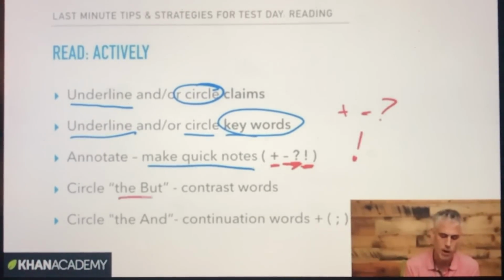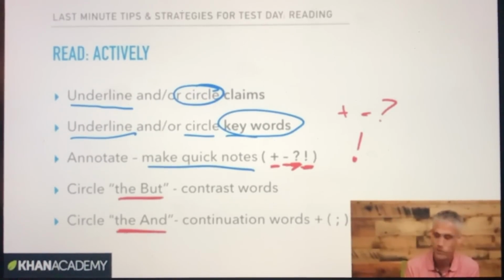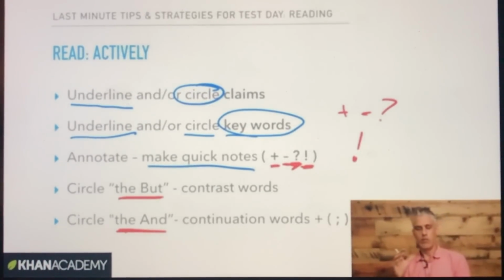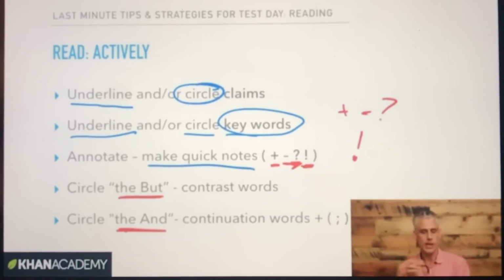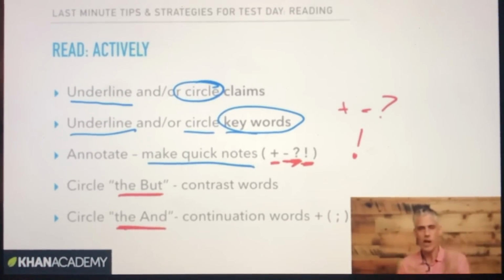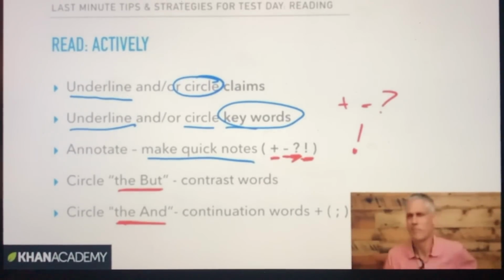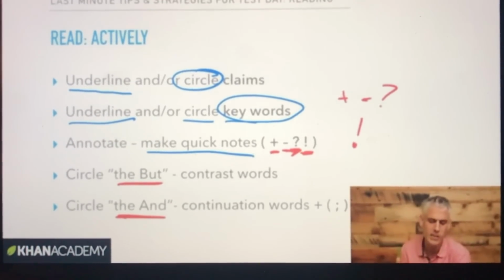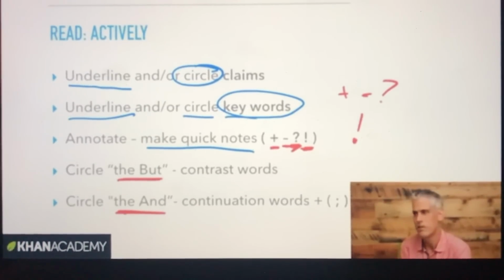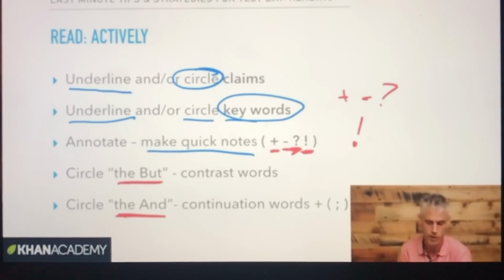The other 2 points I want to make are circling the buts and circling the ands. The buts are basically contrast words, and you're probably thinking of them right now. We have however, unfortunately, there are tons of them. And nevertheless, even so, in fact is actually a contrast word.